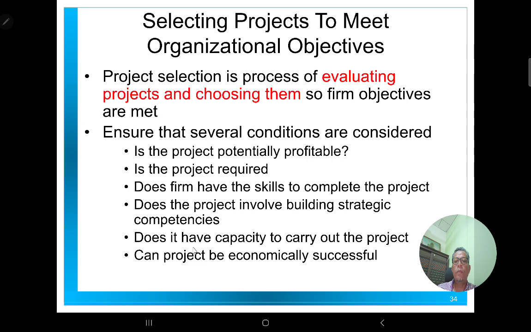Do you have enough capacity to carry out the project? You have enough people, you have enough machines, you have enough technology to implement it. And can the project be economically successful? Can you identify or come up with more economical ways to complete the project? So these are some of the conditions that any project needs to consider before it can be executed.